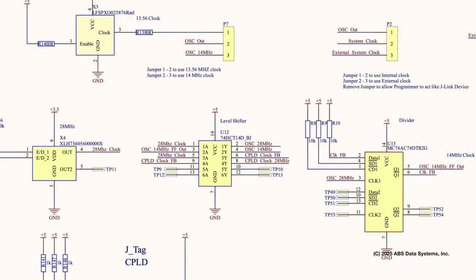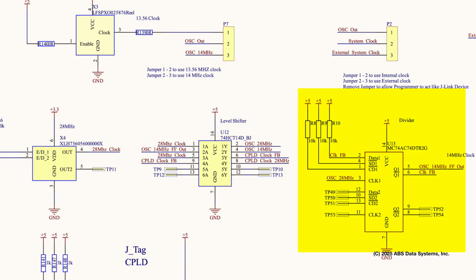Let's walk through how the 28 MHz gets converted down to 14 MHz. First thing is that the 28 MHz oscillator is at 3.3 volts, and our system runs at 5 volts. We need to level shift this from 3.3 to 5 volts. I'm doing this through an inverter, which produces the signal OSC_28 MHz.